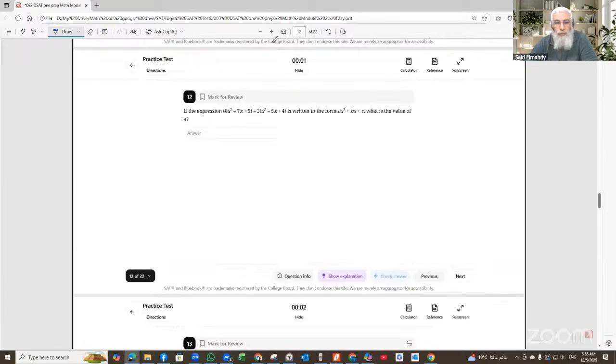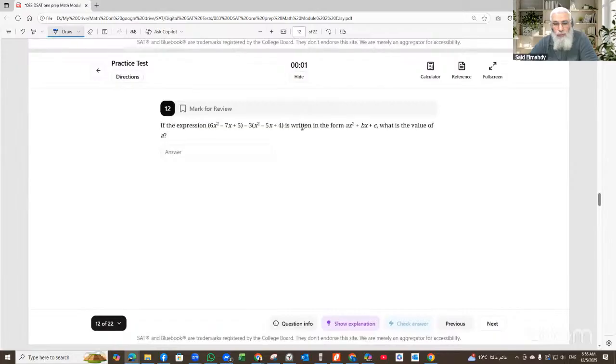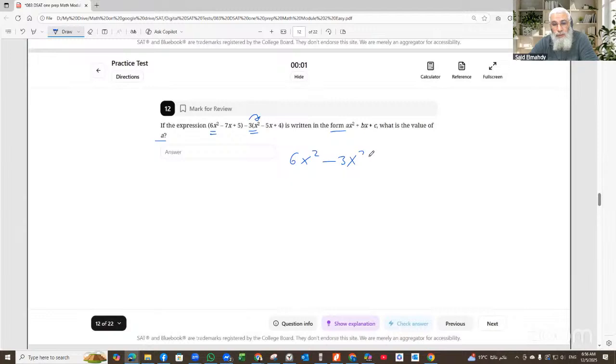If the expression, this one, is written in the form like this, what is the value of A? So A is just the difference between this and this, 6x squared minus 3 times x squared. So it is 3x squared. So A is 3. We don't have to do B or C.